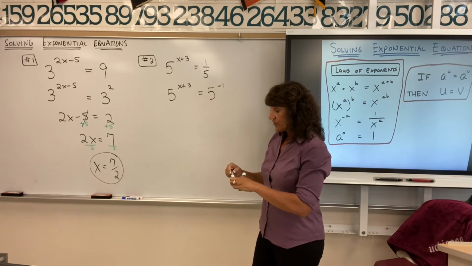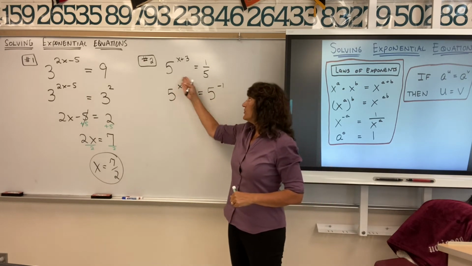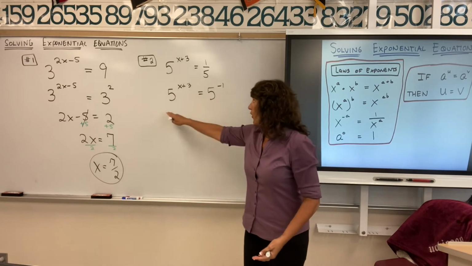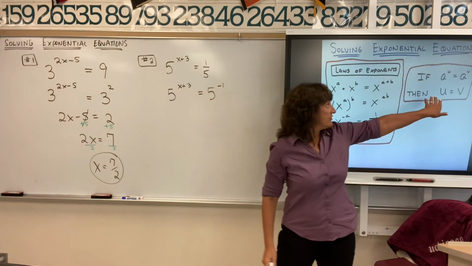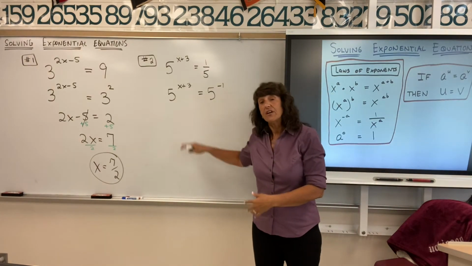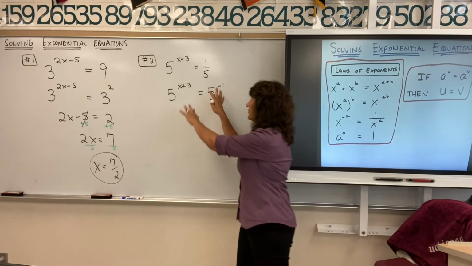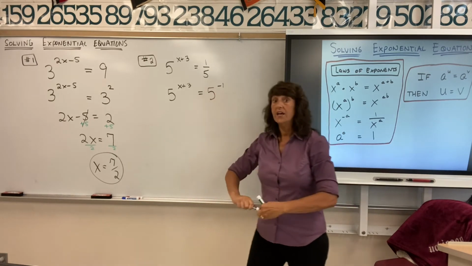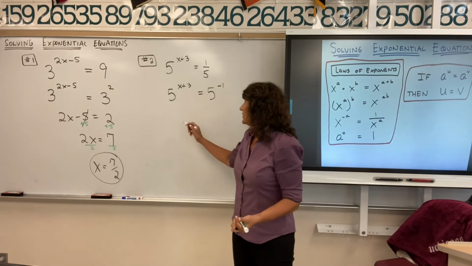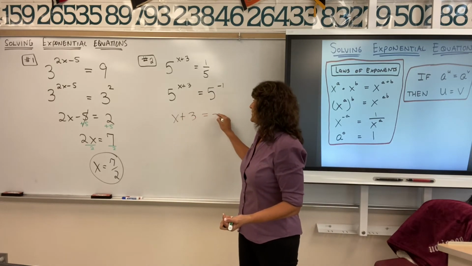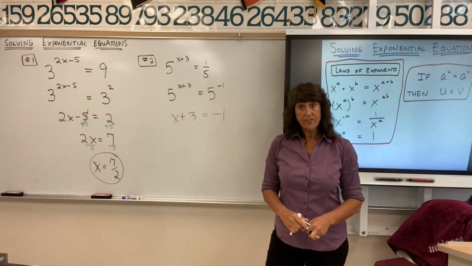So solving exponential equations, the first thing we want to do is break both sides down to the same base. Once the bases are the same, we can use our theorem: move the bases out of the way and set the exponents equal. So x plus 3 equals negative 1, and then solve for x.